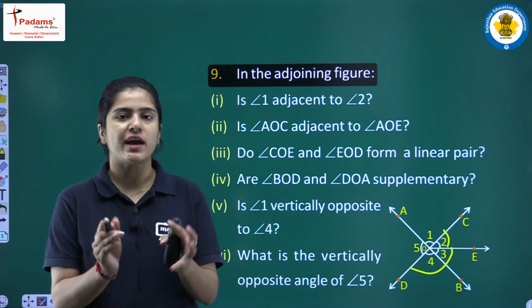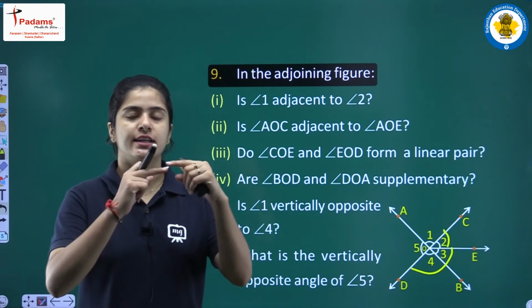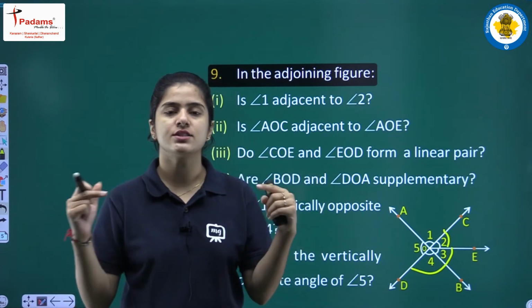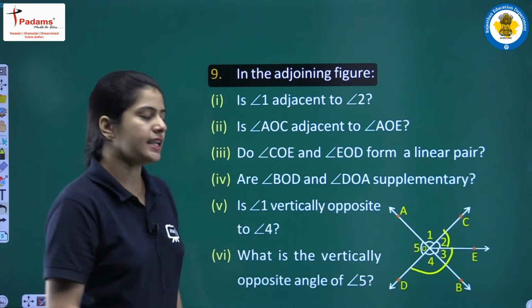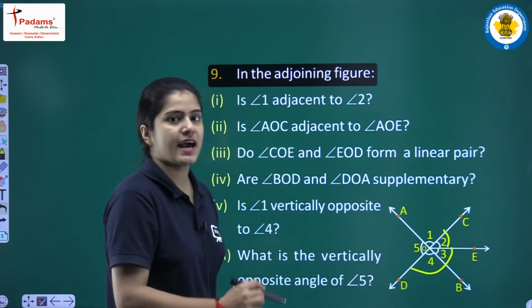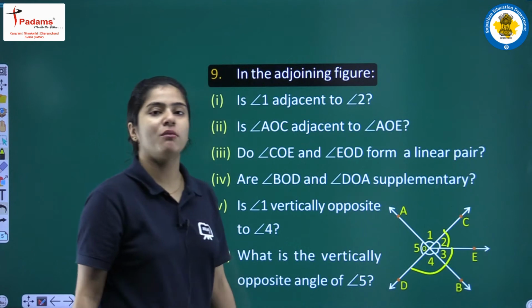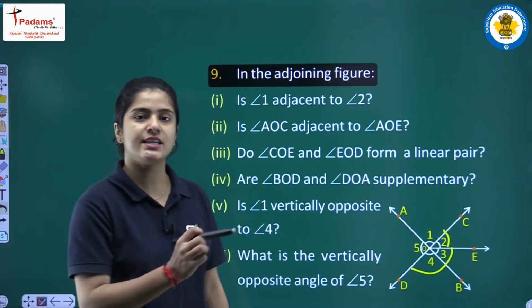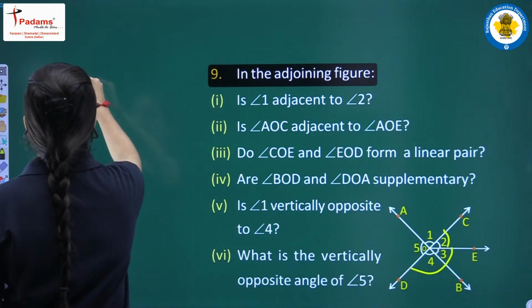Basically students, when you are finding out the linear pair, you must have thought that they should be making a straight line. Clearly COD is a straight line, and on these two lines we have two adjacent angles that are supplementary. So basically these two angles are forming a linear pair as COD is the straight line, okay students? Do write it like that.